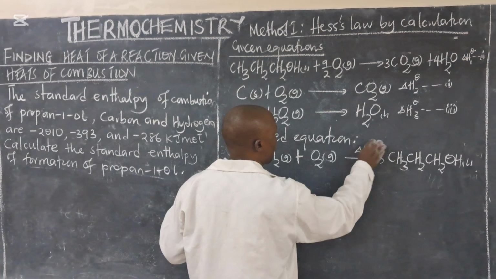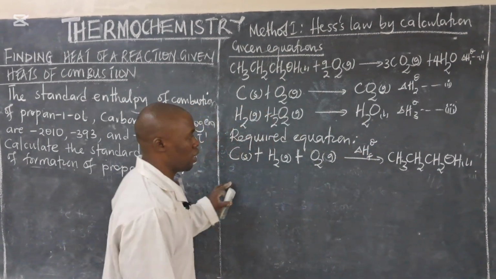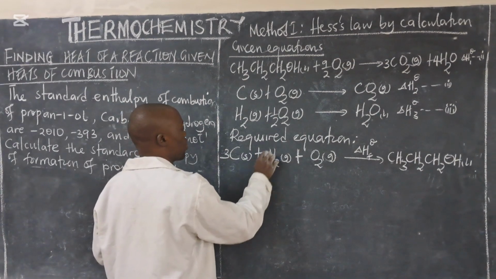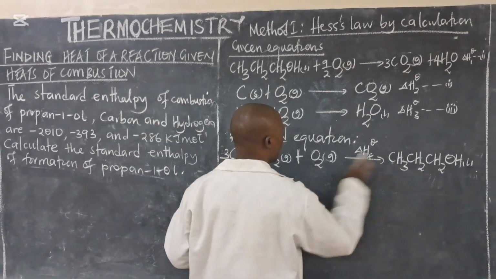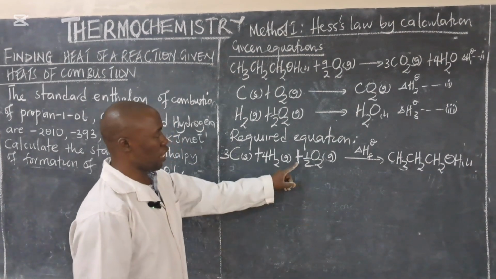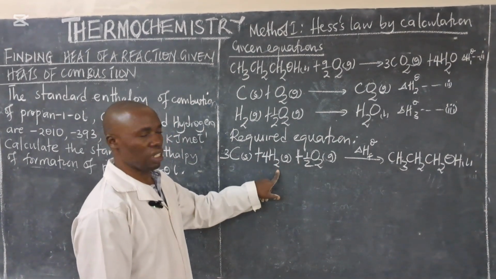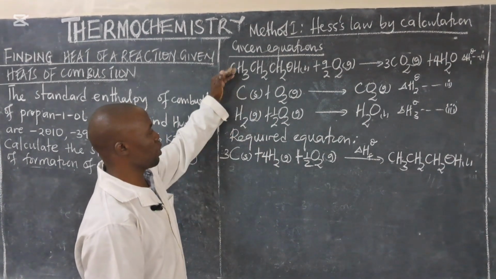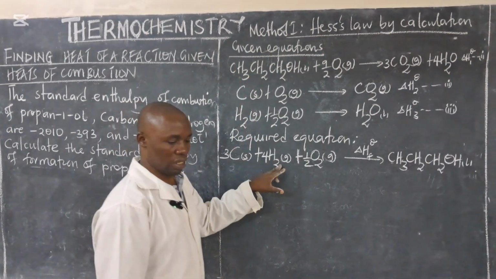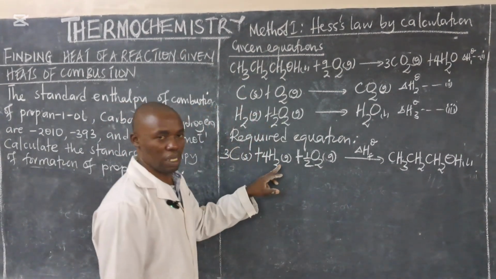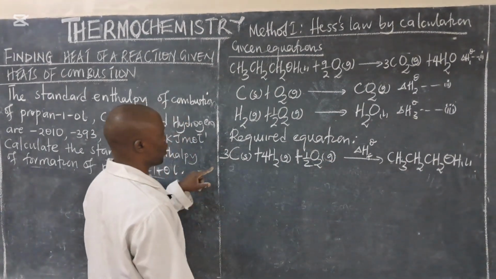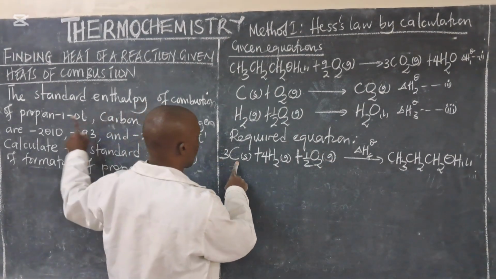So this is the formation value we are looking for. There are 3 carbon atoms, 8 hydrogens, and 1 oxygen, so put a half here. Now we observe our required equation and compare it with the given data. We can manipulate this to receive this, and that will be enough to calculate the enthalpy of formation of this reaction.